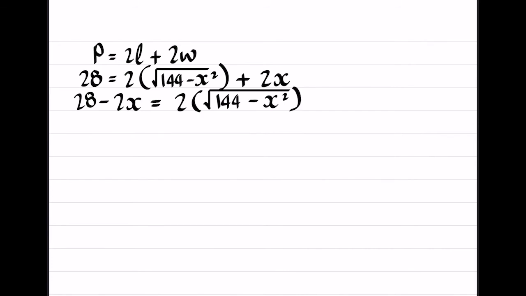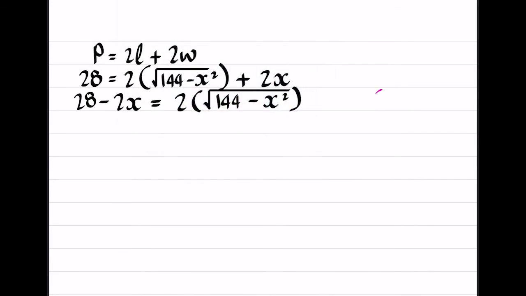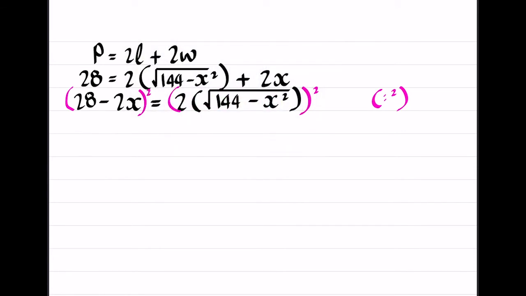But I don't want to have that surd anymore. I want to get rid of that surd. In order to get rid of that surd, I'm going to do the opposite, which is square. So I'm going to square the left-hand side and the whole right-hand side. If I square the left-hand side, I have 28 squared, which is 784.